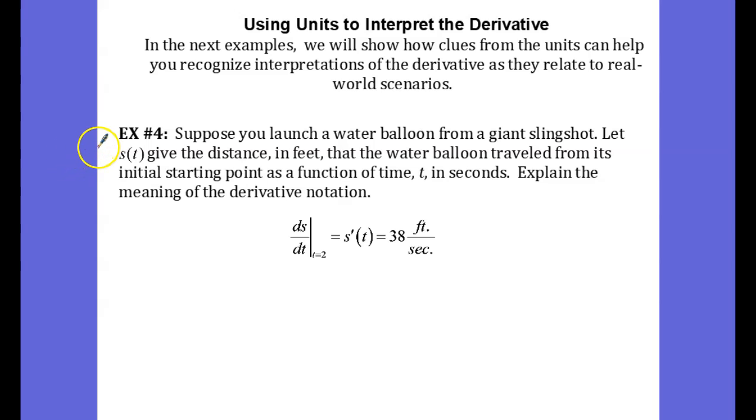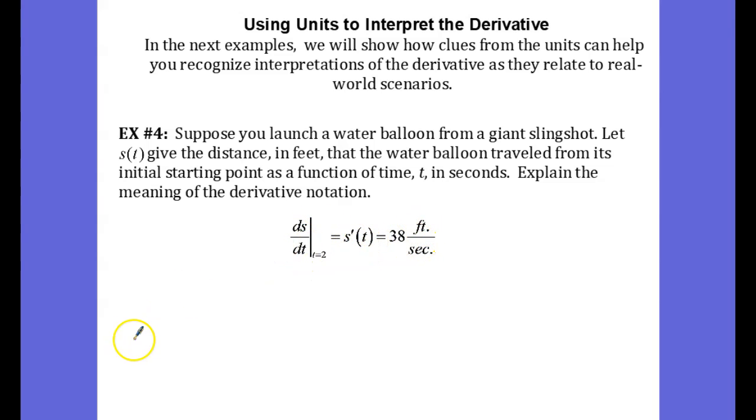Suppose you launch a water balloon from a giant slingshot. Let S of t give the distance in feet that the water balloon traveled from its initial starting point as a function of time, t, in seconds. Explain the meaning of the derivative notation. Here we have ds dt evaluated at t equals 2 equals s prime of t equals 38 feet per second.